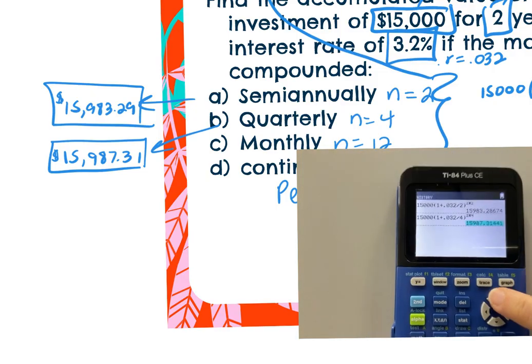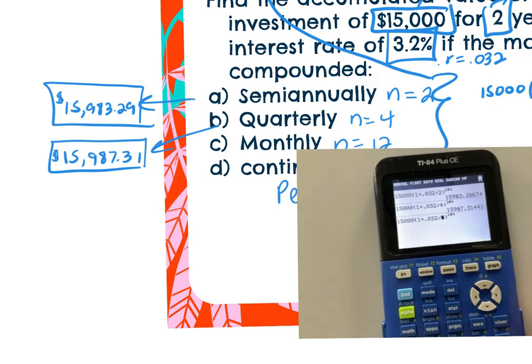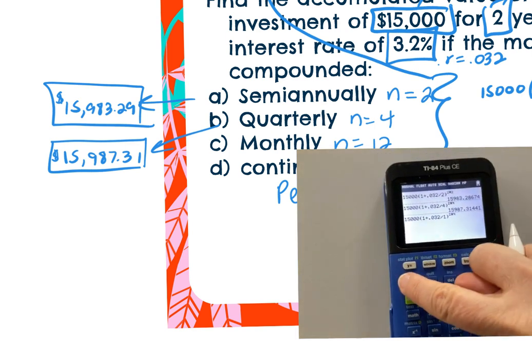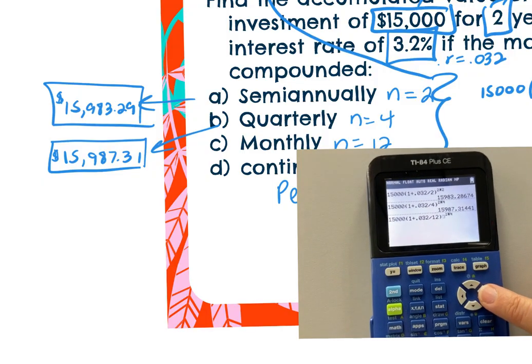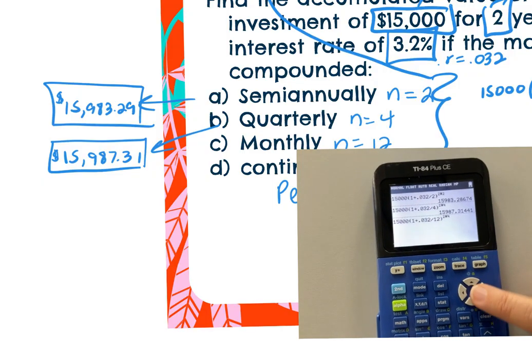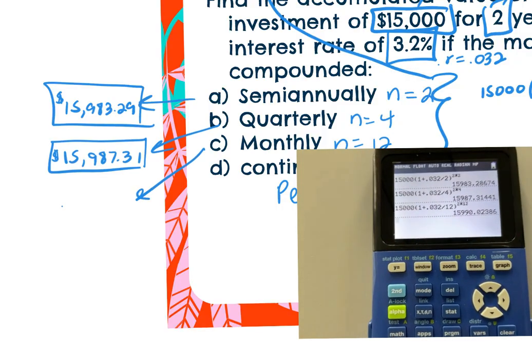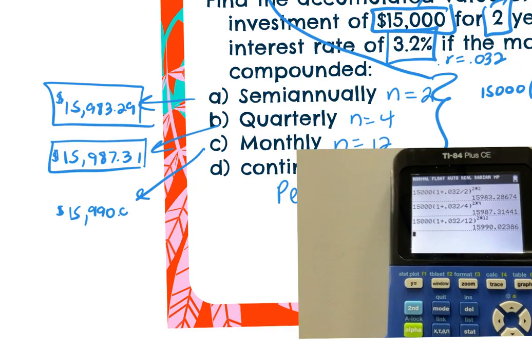And then I'm going to do it again. Arrow up to the equation. And this time I'm changing my 4 in the bottom to a 12. So I'm going to press 1 to take the 4, and then second insert gives you a space to fill in. Otherwise, it's going to take over the parentheses. And then instead of the 4, it's 12. And I get $15,990.02.